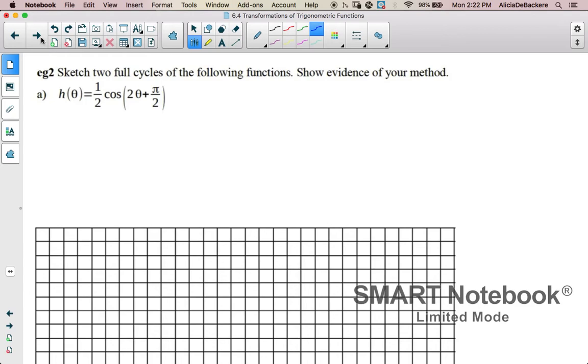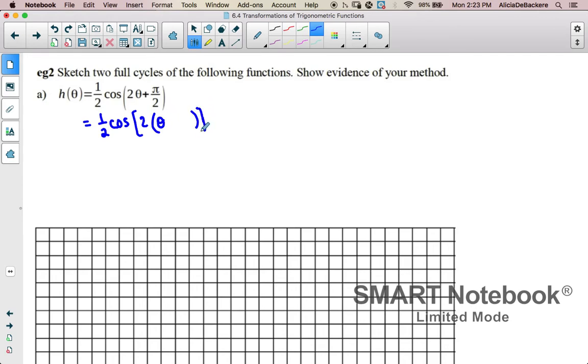All right, next example, example 2. We're looking at sketching 2 full cycles of the following functions. So same as part B from the last example. We're looking at h of theta. The problem with this equation, though, is that the k value here is not factored out. So my first job is to factor out that k value.